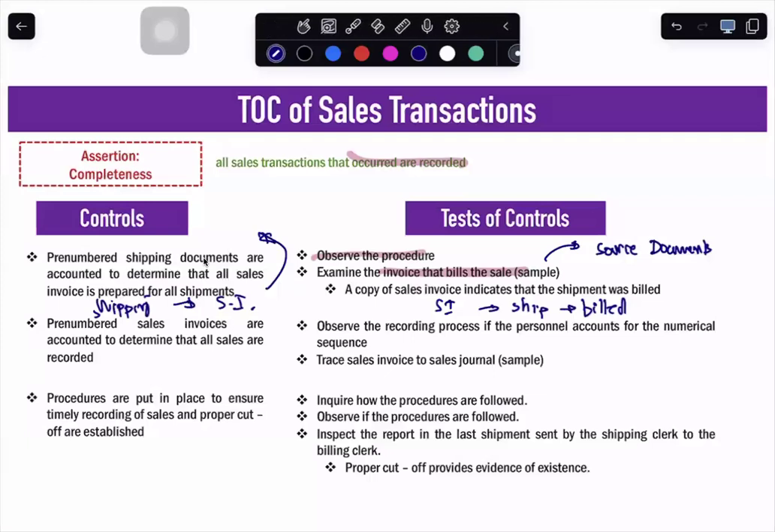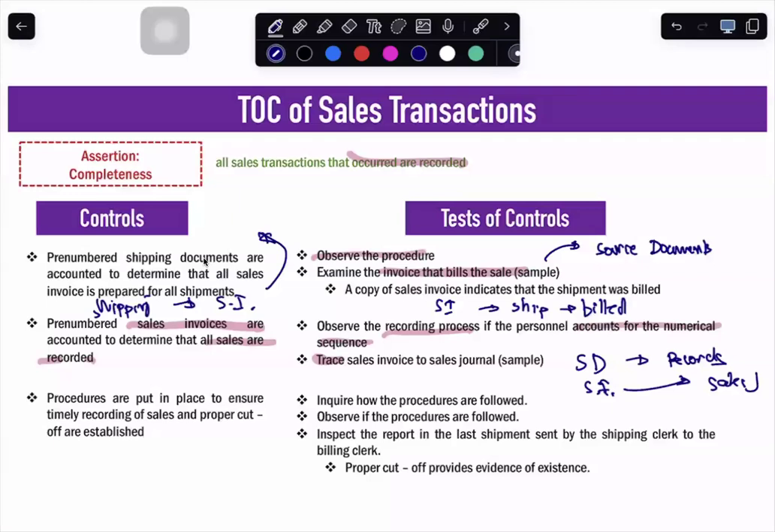Next control: pre-numbered sales invoices are accounted for to determine that all sales are recorded. So we look at the number of sales invoices issued, and that corresponds to the total sales that are recorded. How do we test that control? You observe the recording process, whether the personnel account for the numerical sequence. As I told you earlier, if 571 was issued earlier, the next should be 572. And next, we do tracing. Whenever we see tracing, it is from source documents to records. So the source document is the sales invoice. We look at whether it is recorded. Where is it recorded? In our sales journal.